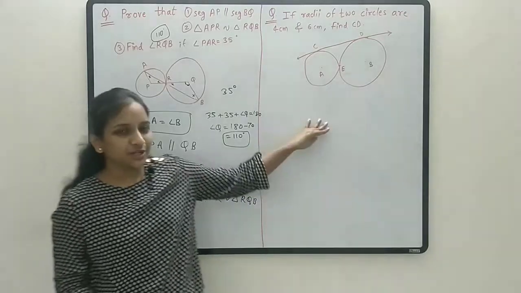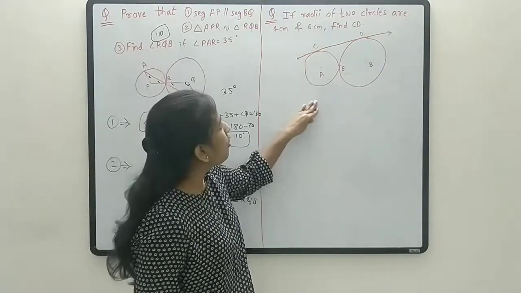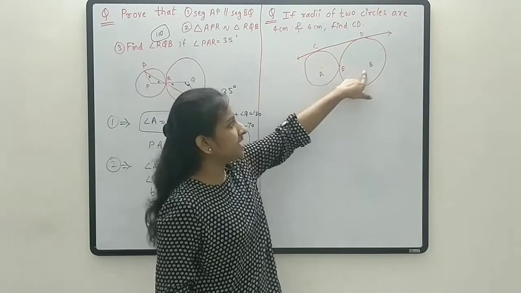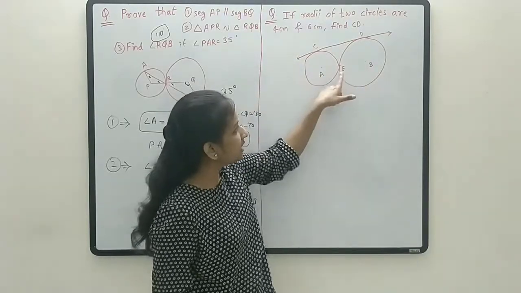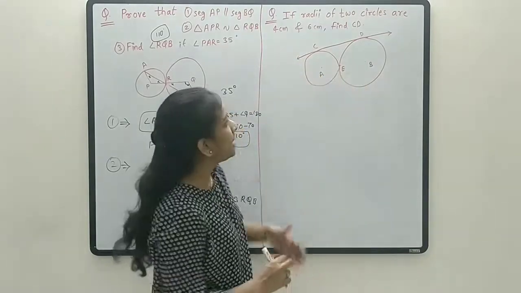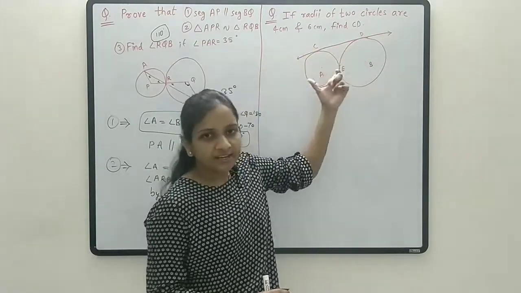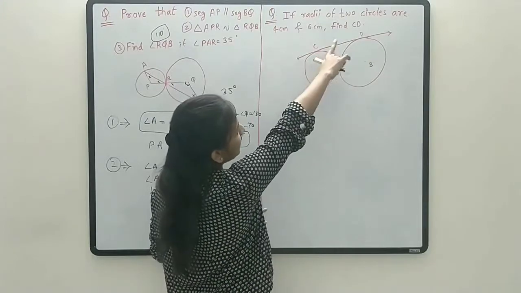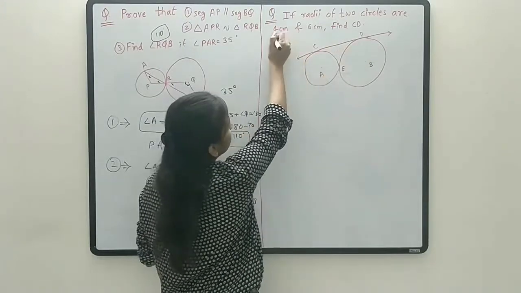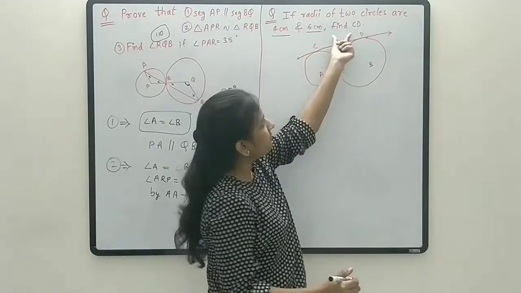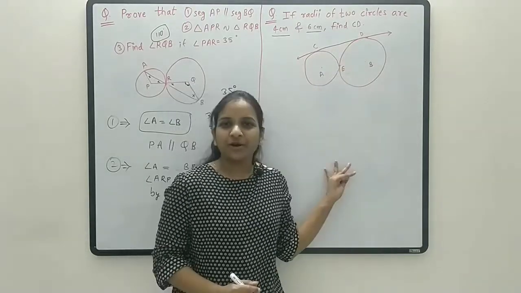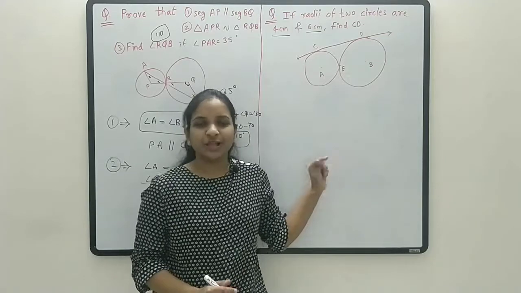Okay. Now let's solve this problem. Here what is given? There are two circles with center A and center B which touch each other at point E, and CD is the common tangent to both the circles. Fine. Then if the radii of the two circles are 4 cm and 6 cm, then we have to find the distance CD. Pause this video and take a screenshot. Try to solve this on your own.